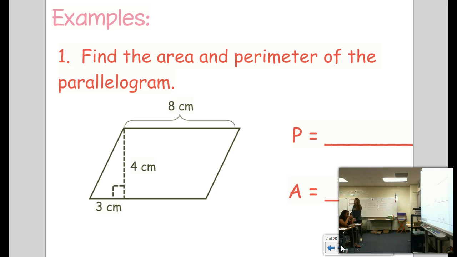So perimeter is when you add up all the sides. Area is base times height. There's nothing to be confused about yet. We're starting off with the easiest one. You have 10 seconds. Write them up.